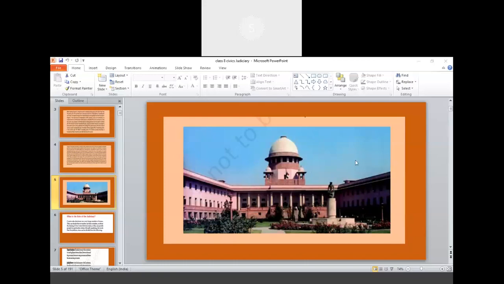The picture which you are seeing, this is a picture of which court? Supreme Court of India. Supreme Court of India is considered the apex court in India. It means the Supreme Court is the highest court of appeal in the case of civil and criminal law in India. That's the reason it is considered the apex court in the Indian judicial system.